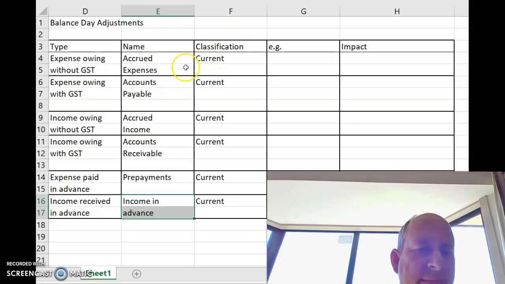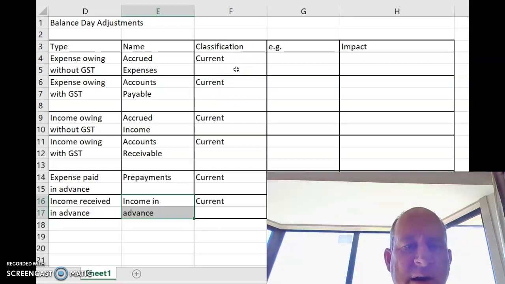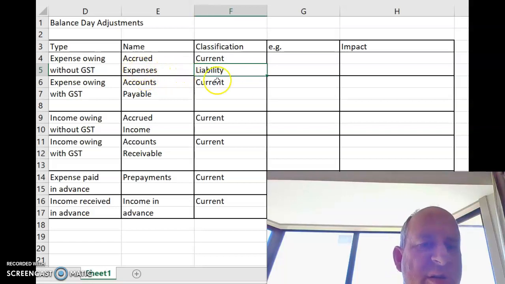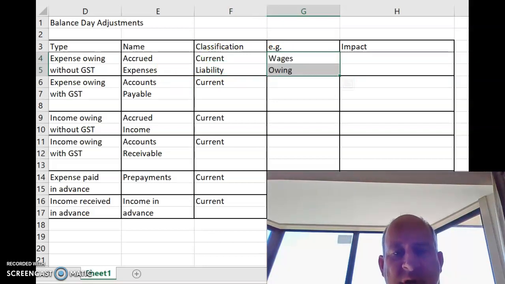So we'll go through each one. Note all of them are current because we have to pay them back or get the money within the next accounting period. So that means current. So first one is a current liability. You're going to have to pay it soon. So accrued expenses is a current liability, and we'll write in an example. So wages owing. So either wages owing or interest owing. They're the two that it can be.